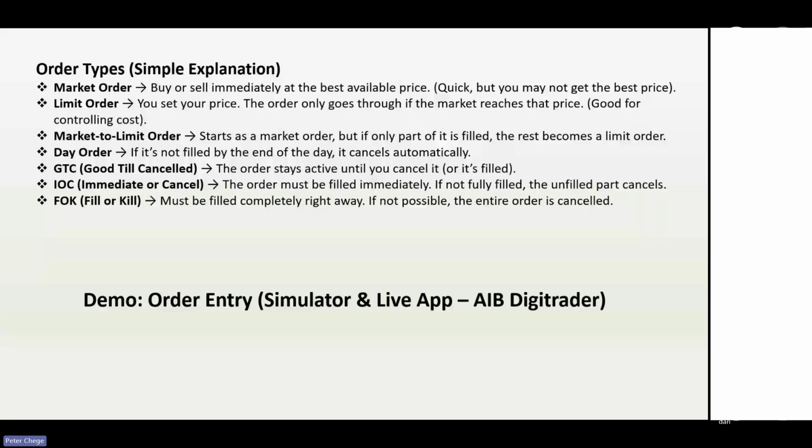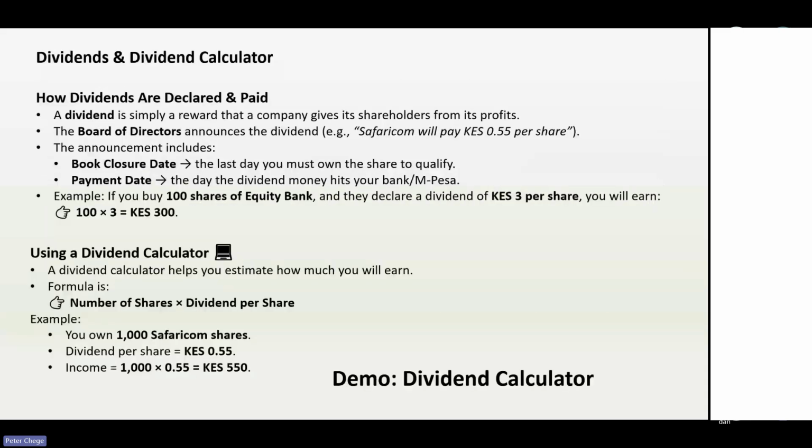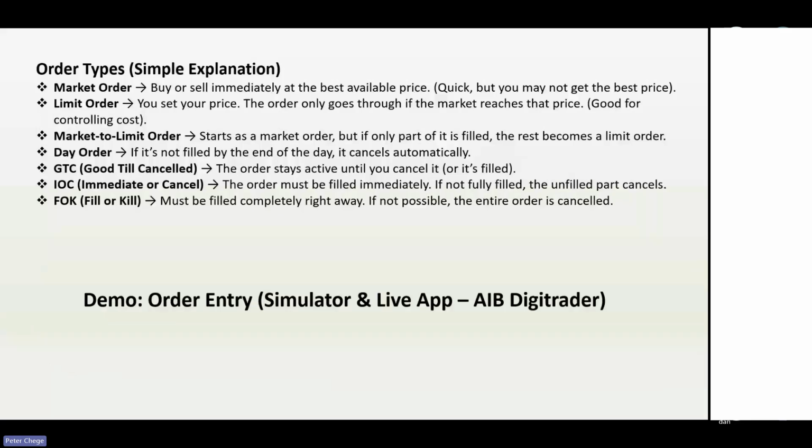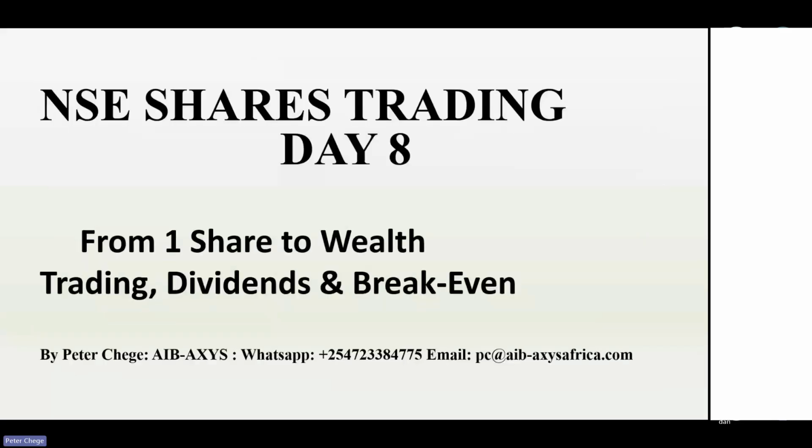So you have seen the simulator and you have gone to the live app, our DigiTrader app. Though there was no execution, because immediately I execute, remember it is the amount I need to pay AIB. It's money I need to pay AIB. So we go to the next slide, dividends and dividend calculator. So we have said, when you buy one share, let me go back, you are creating your wealth by buying that one share daily.